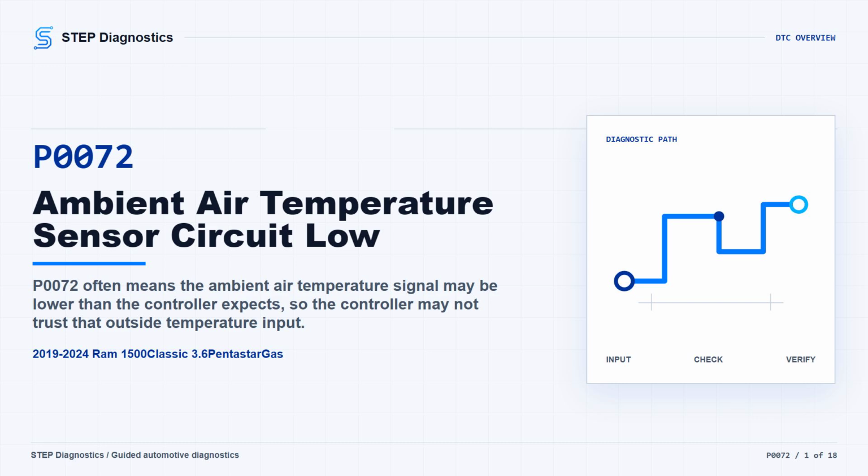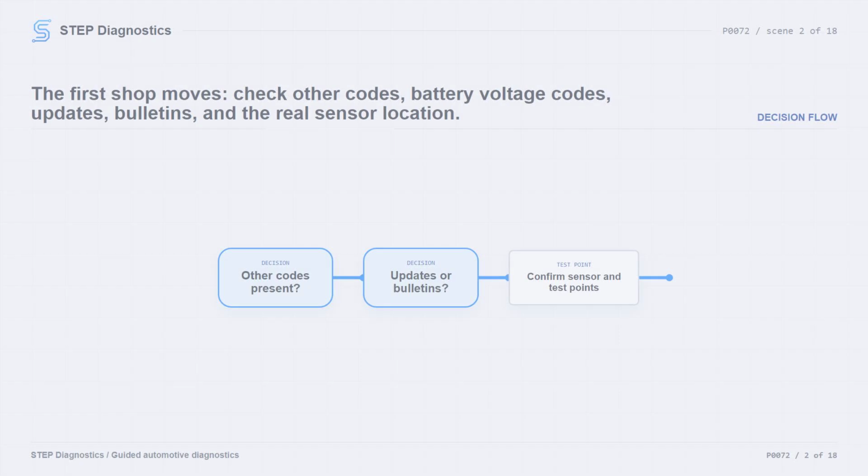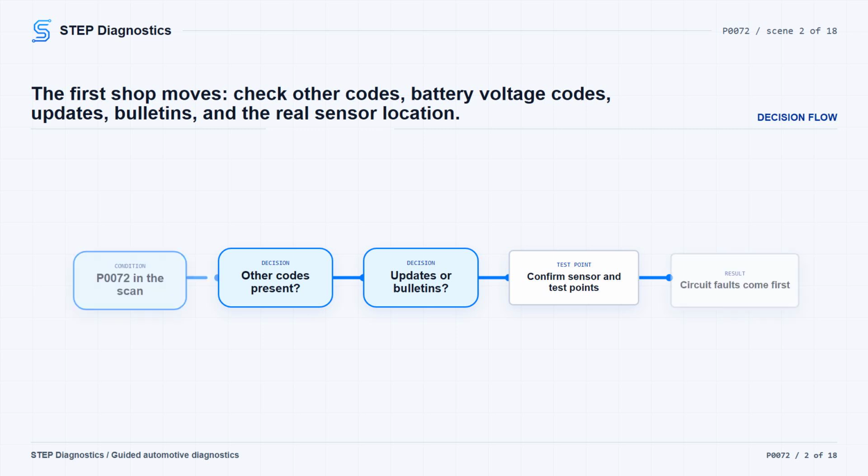Broadly, this can be a possible connector problem, a signal circuit shorted to ground or to the sensor ground, a possible sensor fault, or less often a controller issue. Start with the basic system checks. If other codes are present, check what they mean first, then handle any battery voltage codes, service bulletins, STAR Online cases, or flash updates that apply before you get deep into circuit testing.